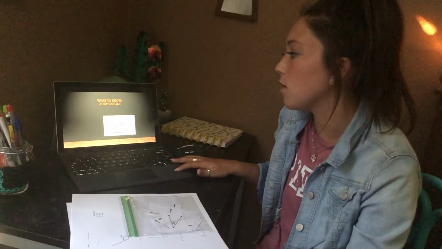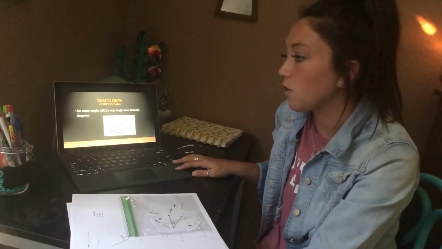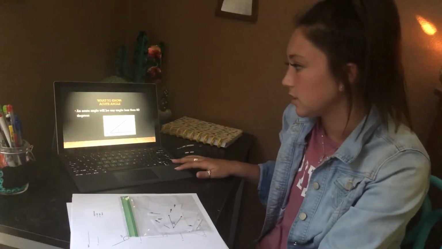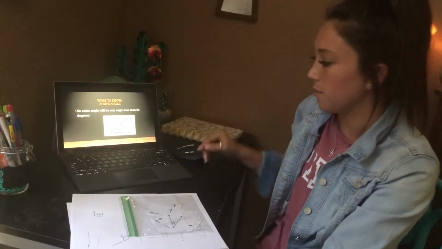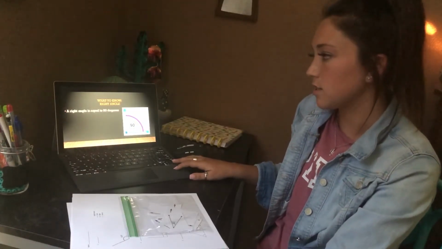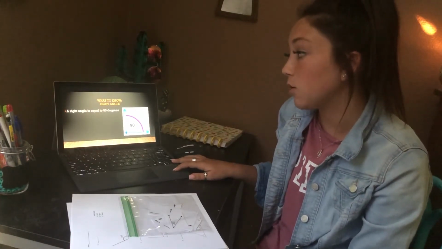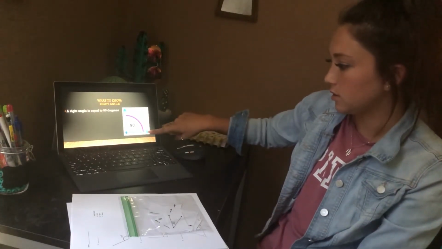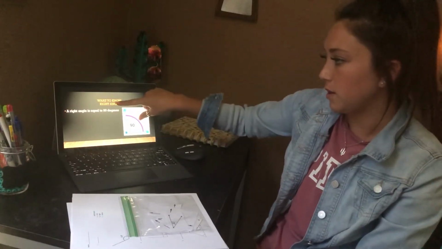So what to know about an acute angle? An acute angle will be any angle less than 90 degrees. And some of us might not know what a 90-degree angle is right now, but we'll get there. So next is the right angle. What to know about a right angle? A right angle is equal to 90 degrees. So here we go, this is 90 degrees. So that would be a right angle.